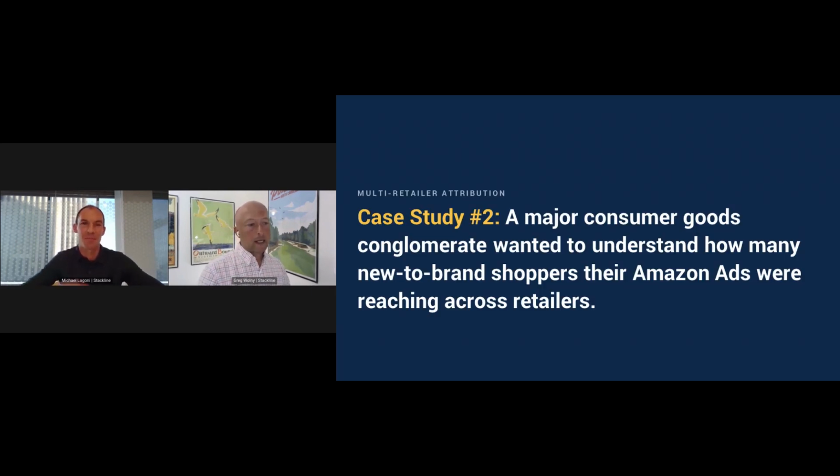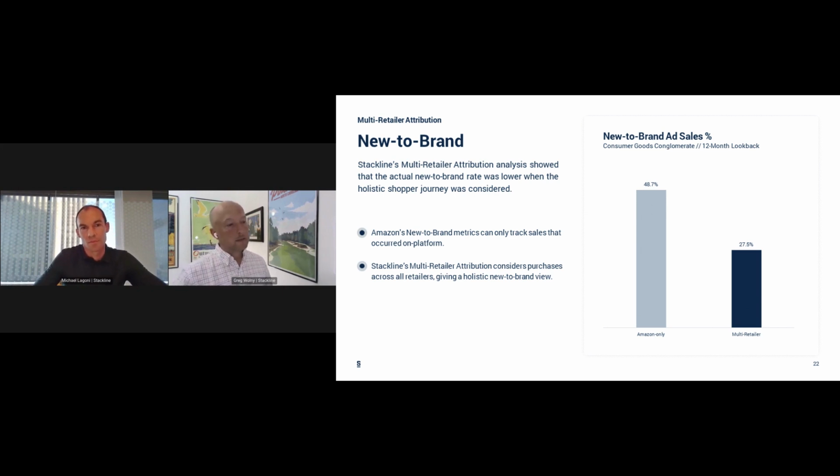So if we jump ahead, where the first one looked at the true multi-retailer impact, we wanted to dig a little deeper with a number of the brands that we've worked with, and this one specifically, we want to look at the new to brand metric. So Amazon's got the new to brand metric. Again, this is a metric where we can see new to brand consumers specifically within Amazon, but we wanted to look at that across this same analysis. So Michael, go ahead and jump in on the new to brand impact across retailers.